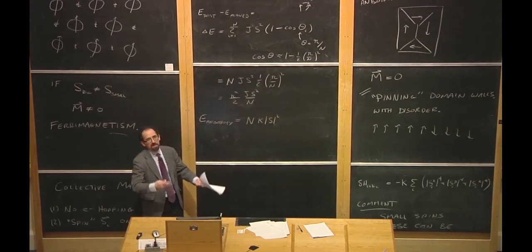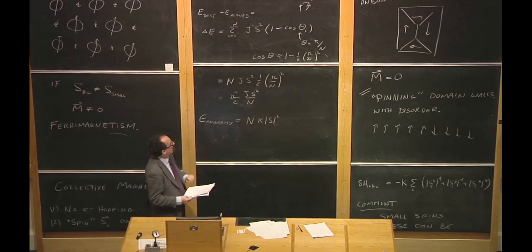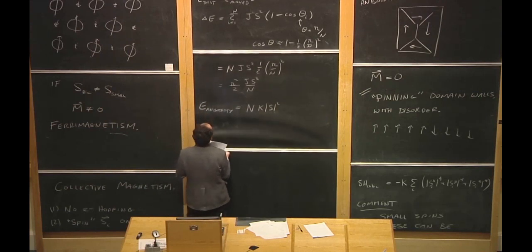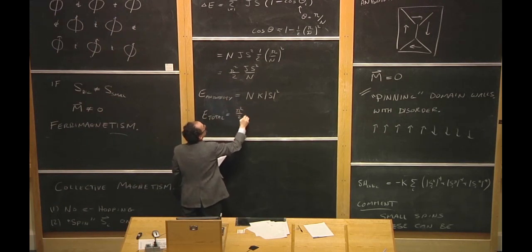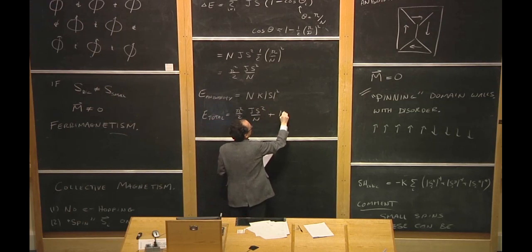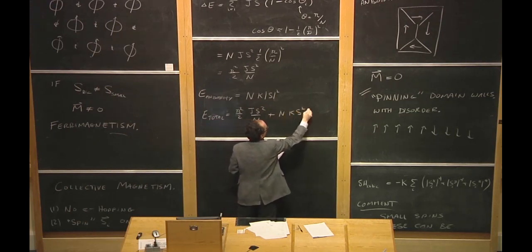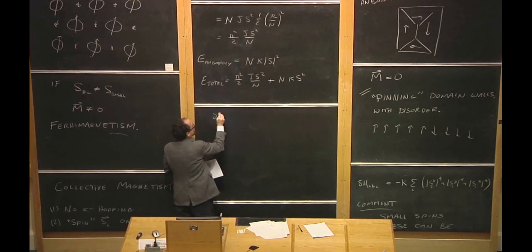Okay, I mean, this number is probably off by a factor of 2 or pi or something like that, but at least it will give us the order of magnitude correctly. So the total energy of the block wall, E total, is the sum of the Heisenberg energy, pi squared over 2 j s squared over n, plus the anisotropy energy, n kappa s squared. And then we have to minimize this, dE total dN, set that equal to 0.